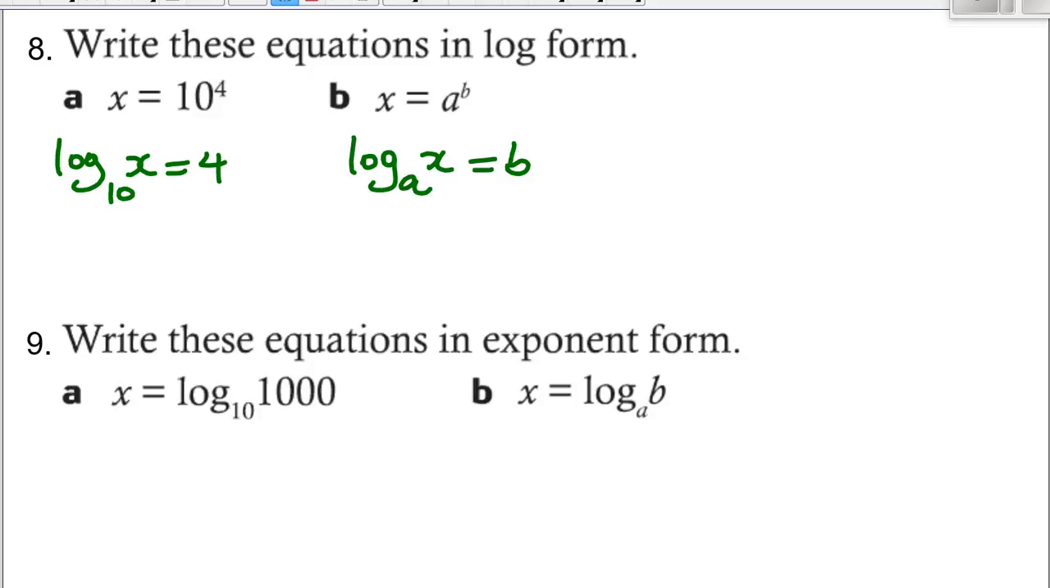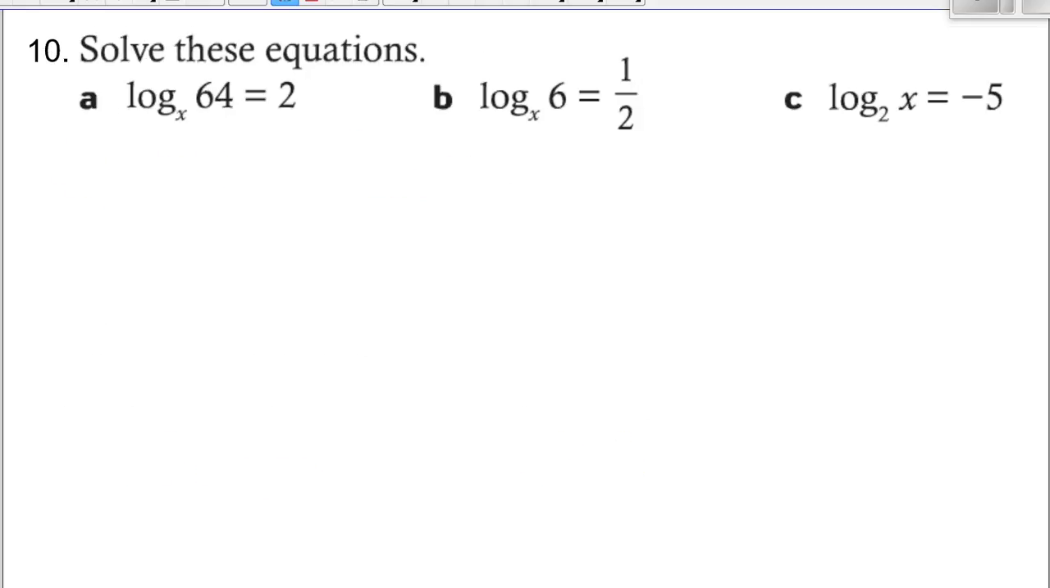In number 9, write these equations in exponent form. So the opposite of what we just did in A. 10 to the power x is equals to 1000. And here we'll have a to the power x is equals to b. Number 10, solve these equations. So all these equations are in logarithmic notation. I'll solve them by converting them to exponential notation.